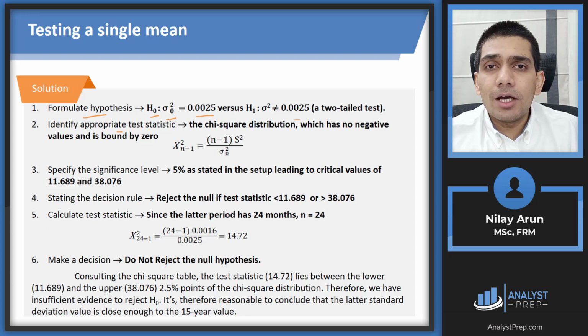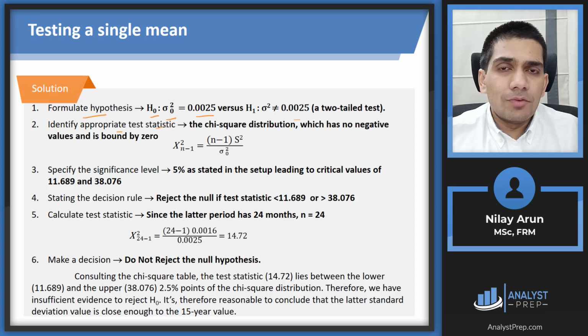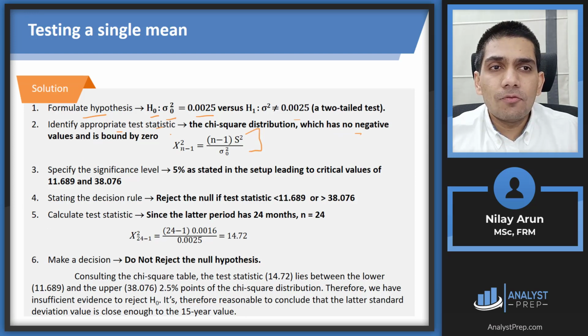Second is that we identify the appropriate test statistic. So in this case, what we're just discussing, we will go in for the chi-square distribution because we need a distribution which cannot go into the negative here. So chi-square distribution does not have a negative value and it is bound by 0. What is the test statistic formula we are going to use? So chi-square at n minus 1. So n, remember, was 24. So n minus 1 into s square, which is basically the sample standard deviation that we had, divided by the population variance. So sample standard deviation square would give you the sample variance. So that was the second step.